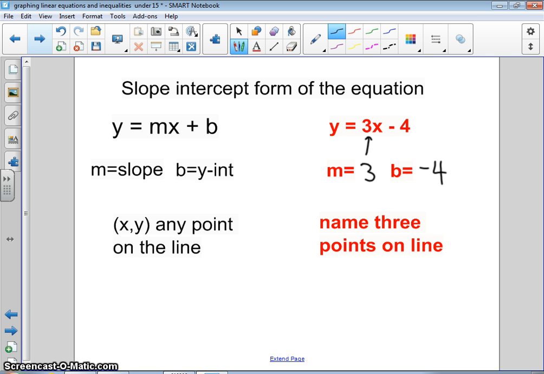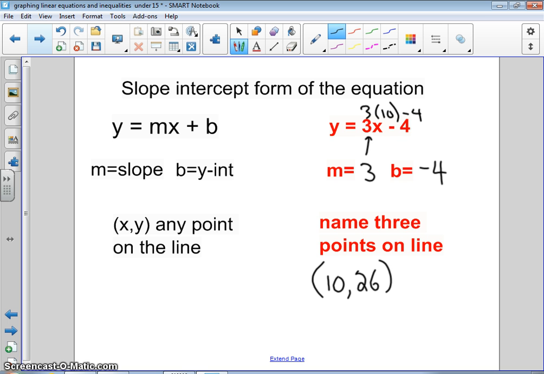It says name 3 points on the line. We could name as many as we want to. For every value we put in place of x, we're going to get a corresponding value of y. So let's say that x is 10. If x is 10, then it's going to be 3 times 10 minus 4. And 3 times 10 is 30. 30 minus 4 is 26. So when x is 10, y is going to be 26.